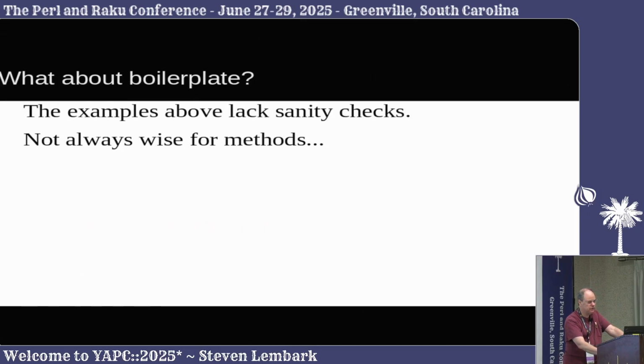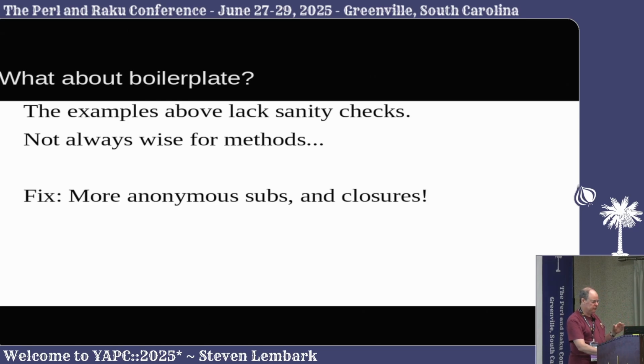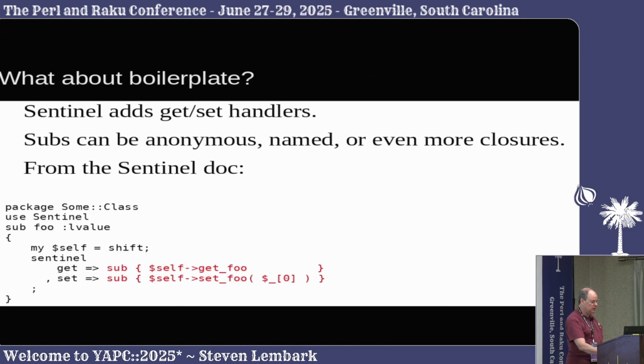Now, everything I've shown you here has probably gone over a couple of people's heads. There are no sanity checks on the assignments. I mean, if I've got a counter, I could assign my mother the car to it and get 0 by mistake. So it would be nice if we had a way of doing something to just boilerplate these. And yeah, you'll never guess what the fix is. More anonymous subs. There is a module called Sentinel. Has anyone ever used that? Okay, there's one other weird person here.